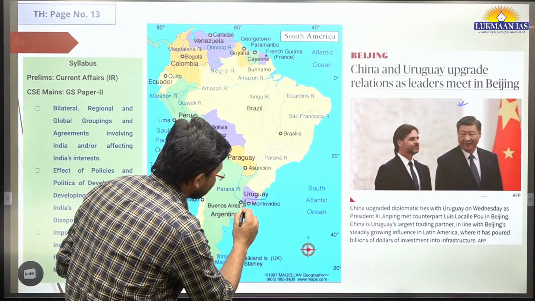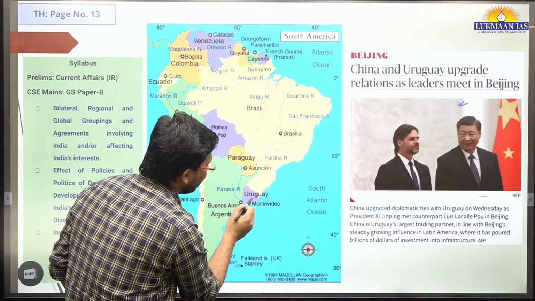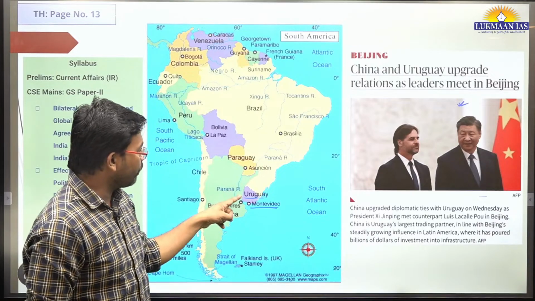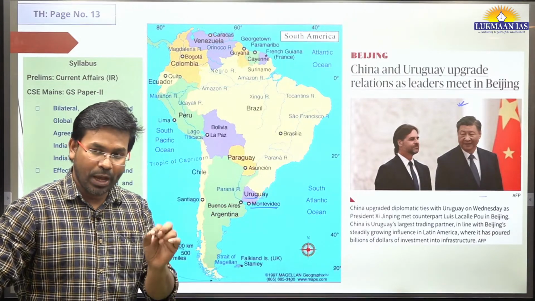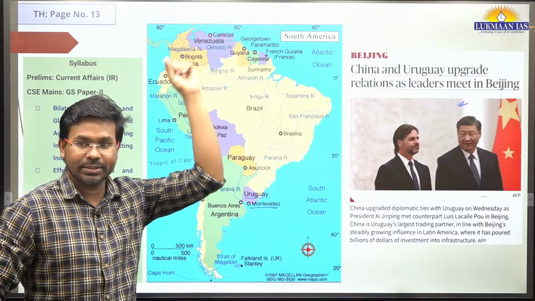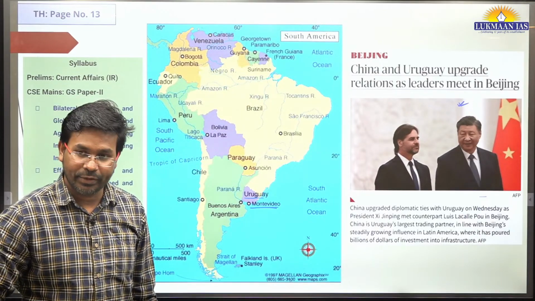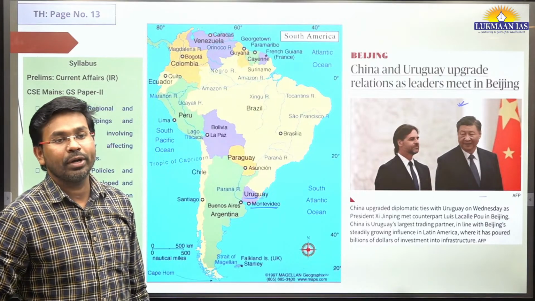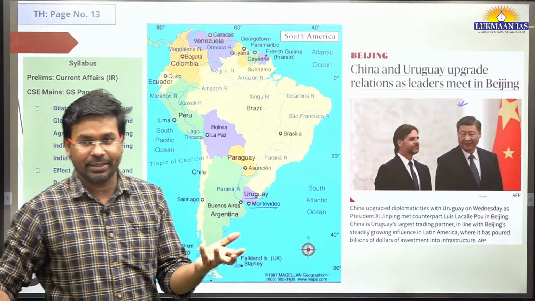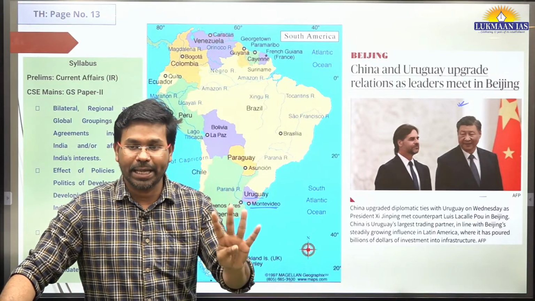So this is the location of Uruguay. The capital of Uruguay is Montevideo, right? Why is the name Montevideo important? Because in international law, there is a convention called the Montevideo Convention. That convention talks about what constitutes a state. What is a state? It says that a state should have four important parameters.